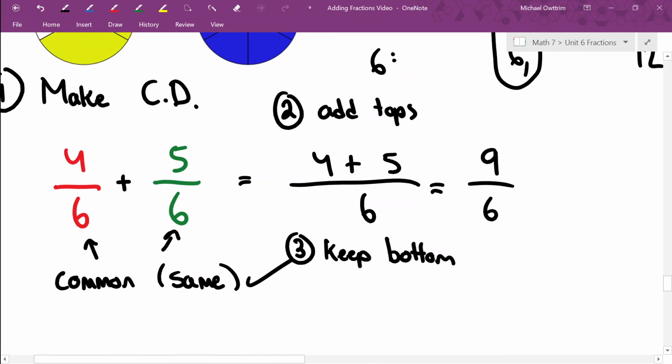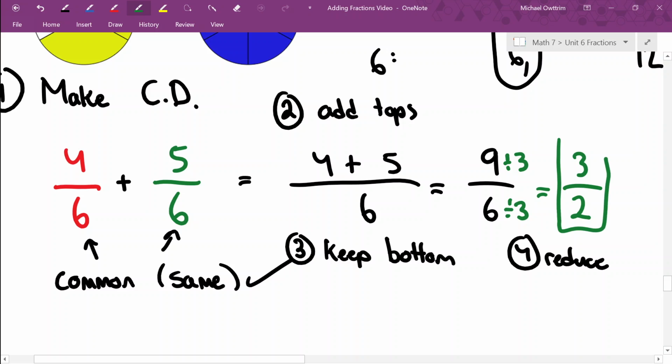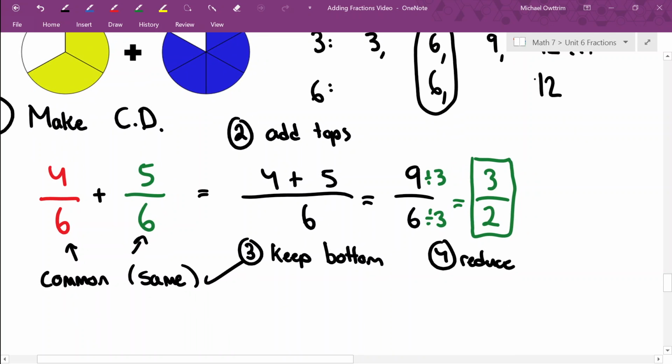Now, we do need to do step 4 here. Step 4 is to reduce. If I look at both 9 and 6, both of them can divide by 3 to reduce it down. 9 divided by 3 is 3, and 6 divided by 3 is 2. If I look at my new fraction of 3 over 2, I can't simplify that any further. There are no further numbers that divide into both 3 and 2. So that's going to be my simplest improper fraction.